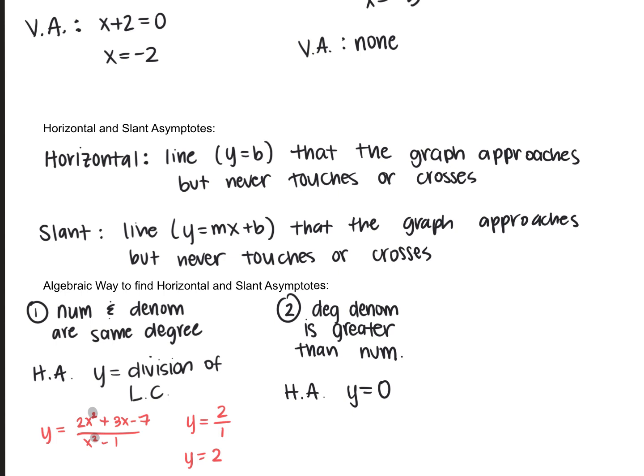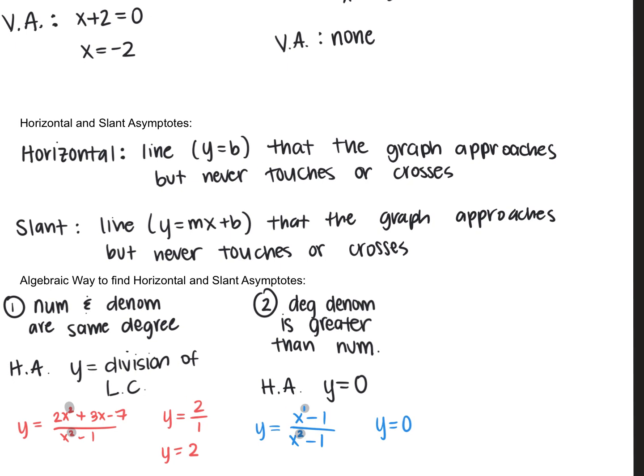So for that example, I'm going to put y equals x minus 1 over x squared minus 1. So the degree of my denominator is a 2. The degree of my numerator, it's not written, but it is a 1. 2 is bigger than 1, so there's a horizontal asymptote of y equals 0.